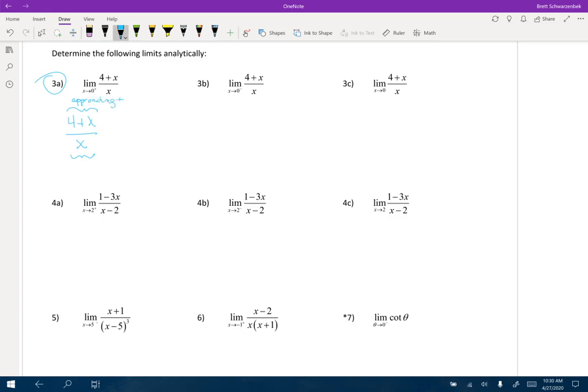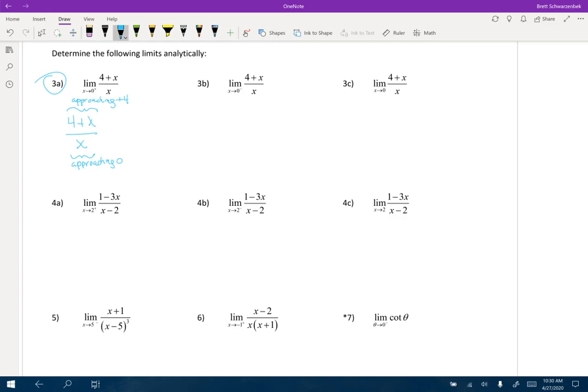Positive 4. Okay? What about the denominator? Well, if you plug in 0 into the function, then you're going to get 0. That doesn't really help us. That verifies that this is an infinite limit, so we know it's approaching 0. So that's good. But the problem is that doesn't help us determine what the sign is.